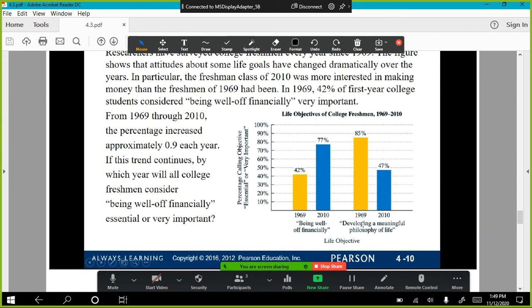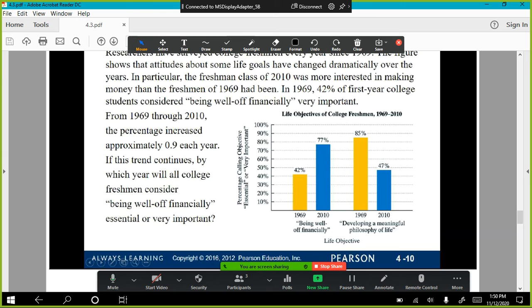Notice the other question that was asked: in your years of college, how important is it to you to develop a meaningful philosophy of life? In 69, 85% of the people said that was very important. In 2010, only 47%. So as you can see, college students, as the years go along, are more worried about money and less about maybe being better people, or developing a solid philosophy in life.